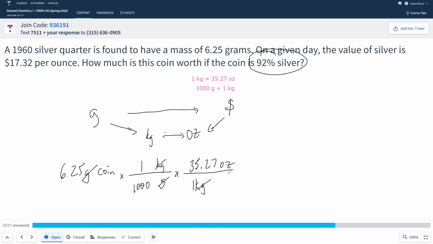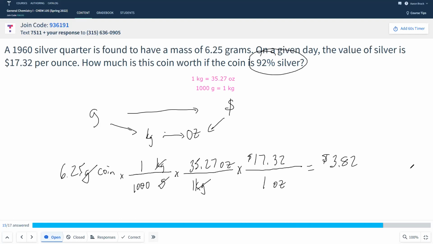So I'll cancel out my kilograms. I'll have ounces. And then finally, I know that I get $17.32 for every 1 ounce. And so if I put this into my calculator, 6.25 times 35.27 times 17.32 divided by 1,000. My calculator, 3 significant figures, would tell me that 6.25 grams of silver would be worth $3.82 on this day.